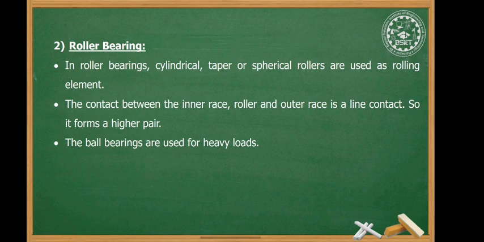Second type is roller bearing. In roller bearings, cylindrical, taper or spherical rollers are used as rolling element. The contact between the inner race, roller and outer race is line contact, so it also forms a higher pair.